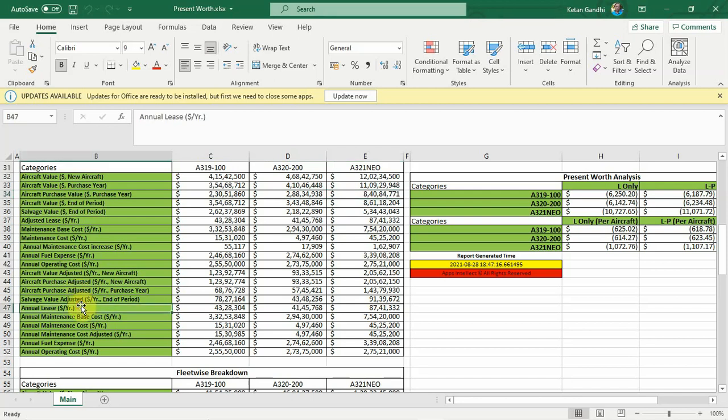The salvage value adjusted for the end of the period would be the one you have already calculated here. So salvage of this particular aircraft, with 15% of AMR rate of return and the cycle periods, is calculated. With that it is calculated.